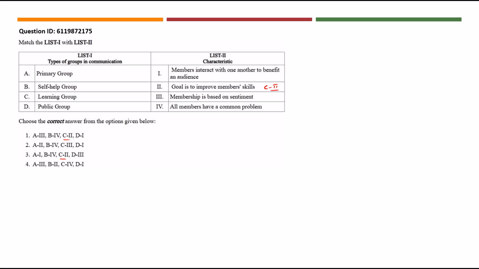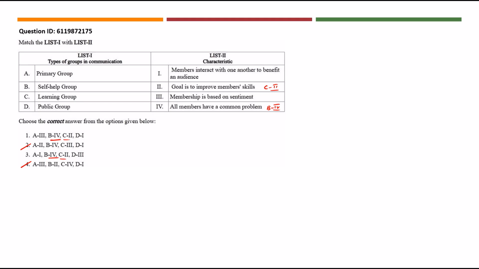Next we will go for self-help group. When it comes to self-help, whom do you help? We will help someone who is having a problem. So taking helping and problem into consideration, we can map B to 4. B4 is again available in both the options 1 and 3. So we will rule out 2 and 4 as of now.